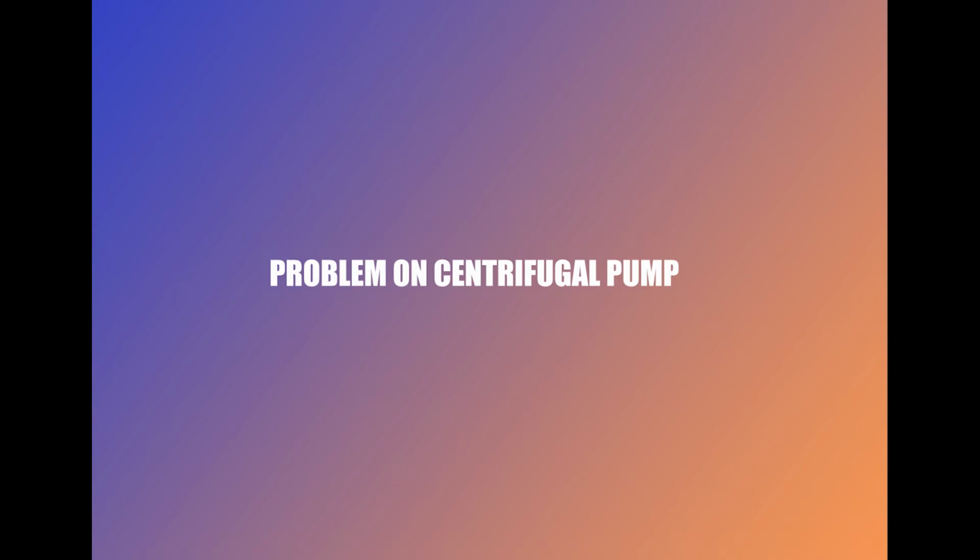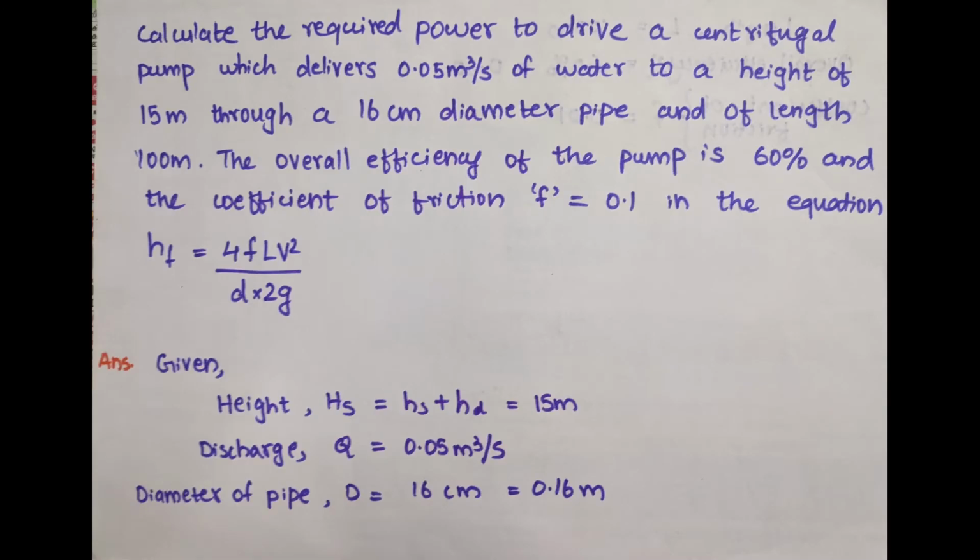Today we are going to discuss a problem based on the topic centrifugal pumps. Calculate the required power to drive a centrifugal pump which delivers 0.05 meter cube per second of water to a height of 15 meter through a 16 centimeter diameter pipe and of length 100 meter. The overall efficiency of the pump is 16% and the coefficient of friction F equal to 0.1 in the equation HF equal to 4FLV square divided by D into 2G.